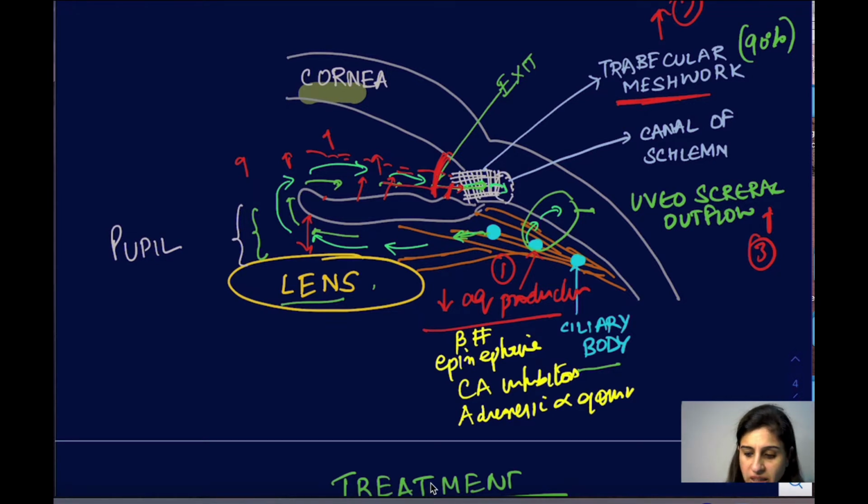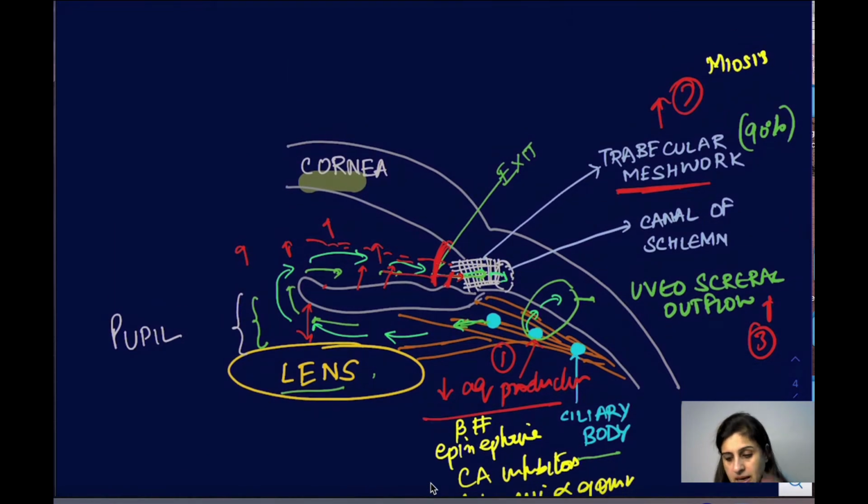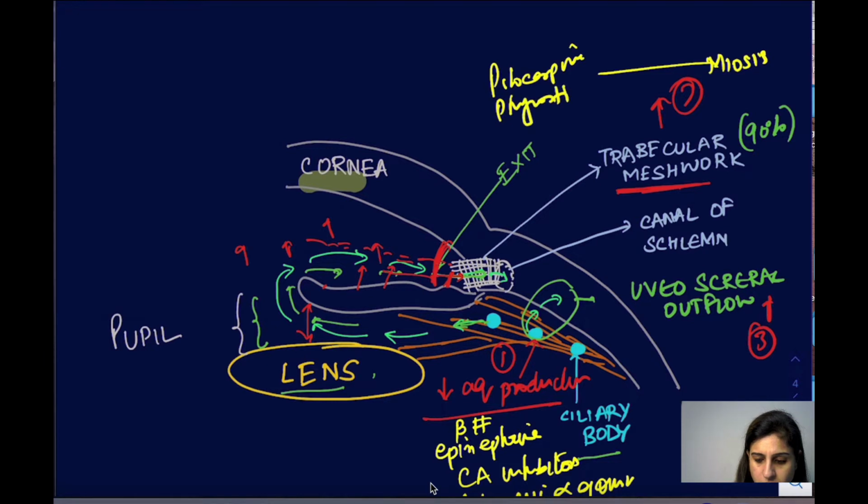Then the ones which increase outflow through the trabecular meshwork basically cause miosis. By causing miosis they widen the path here. So drugs which cause miosis are going to widen the angle and increase the outflow. Basically these are drugs like pilocarpine and physostigmine.